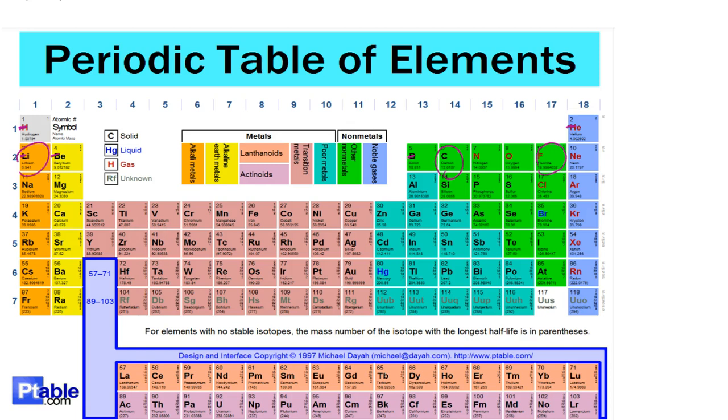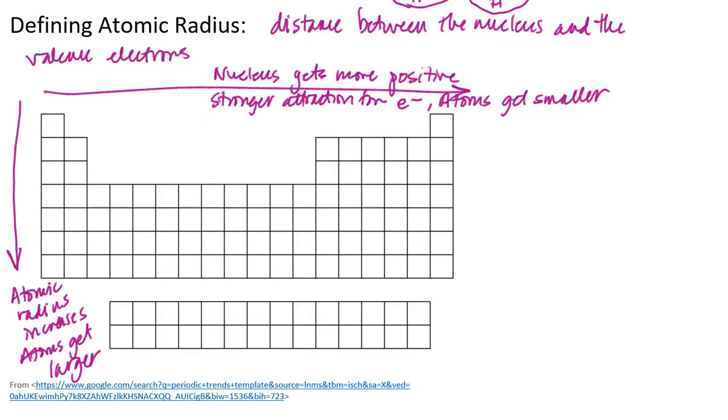Now, the first thing you should do is think about the set of elements you've been given and establish which ones are in the same group, which ones are in the same period. As it turns out, the 3 elements that I was given are all in the same period. And recall that within a period, as I go from left to right, the atomic number gets bigger, which means the nucleus gets more positive, which means the electrons are more closely held to the nucleus because of that stronger interaction between the positive nucleus and the negative electrons.